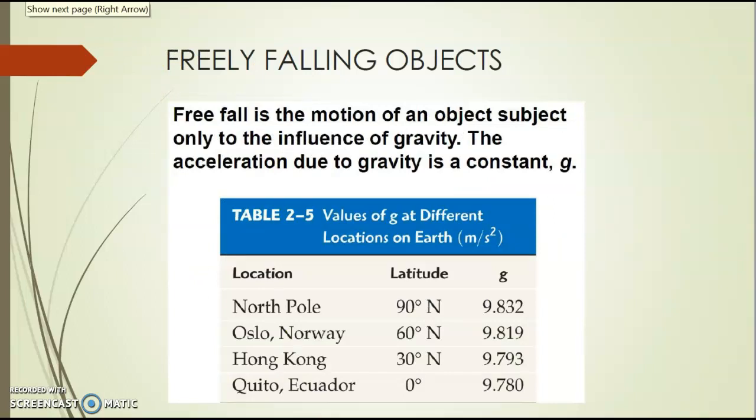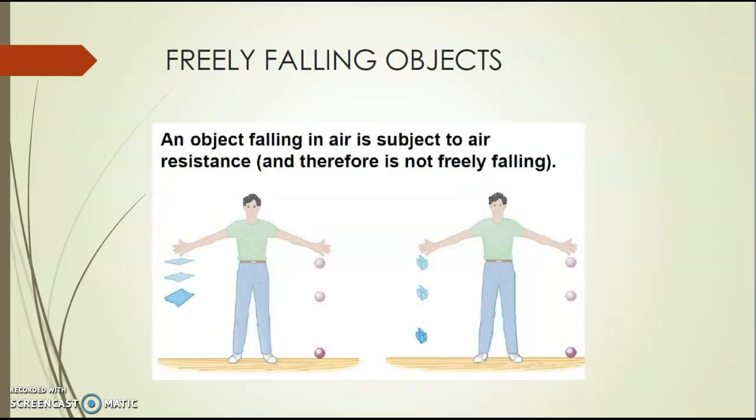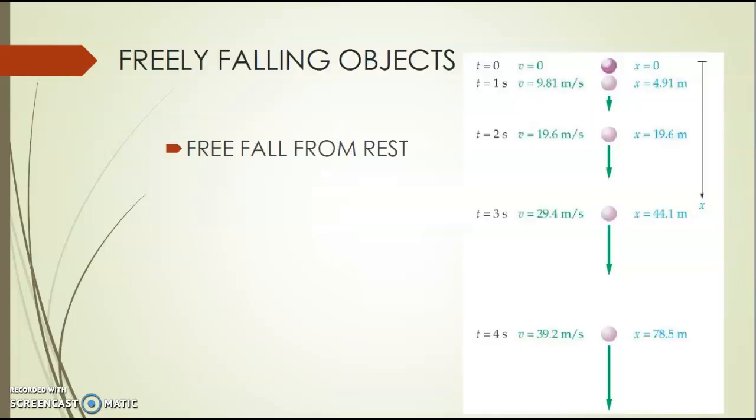Next we have free falling bodies. An object falling in air is subject to air resistance and therefore is not freely falling. So this is an example of free fall from rest. From rest, therefore, our initial velocity is 0. But due to gravity, as you can see, our velocity increases.